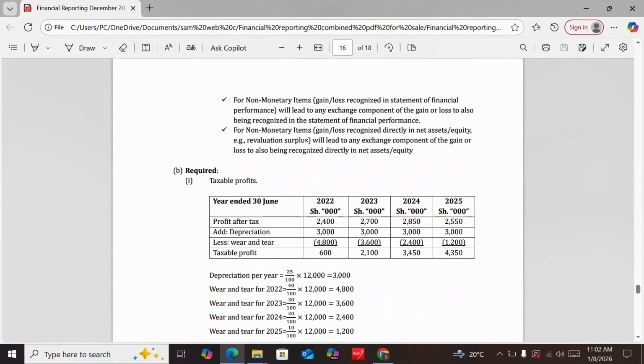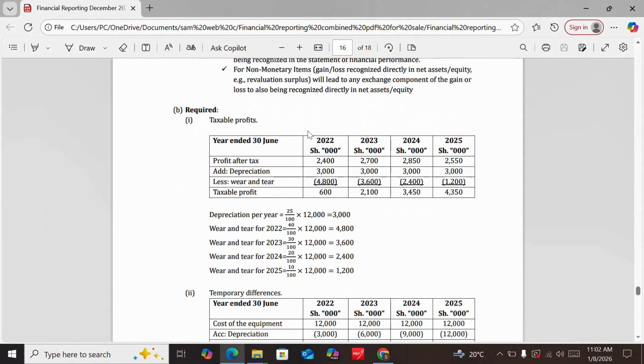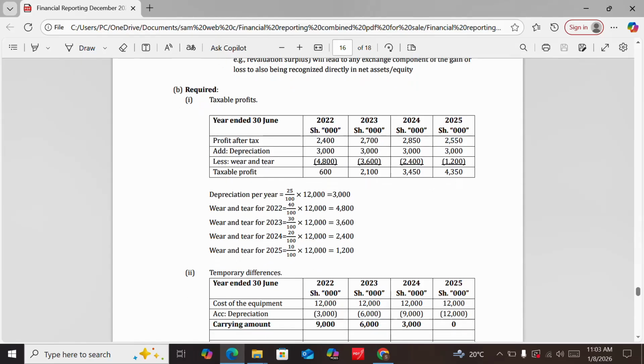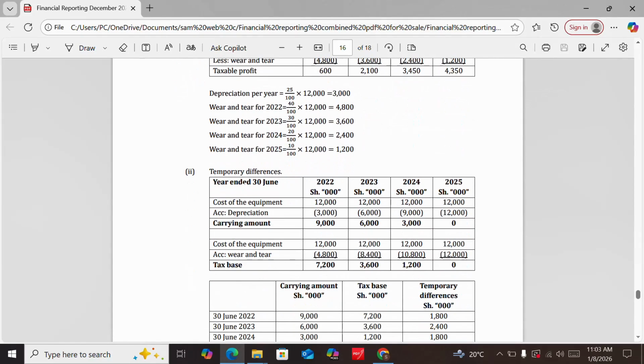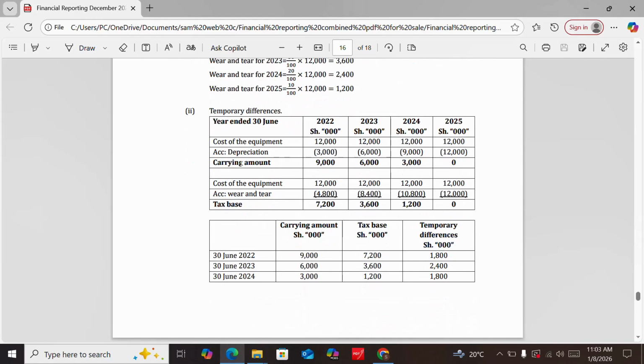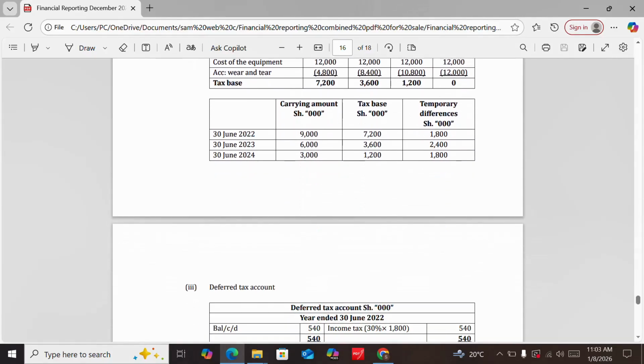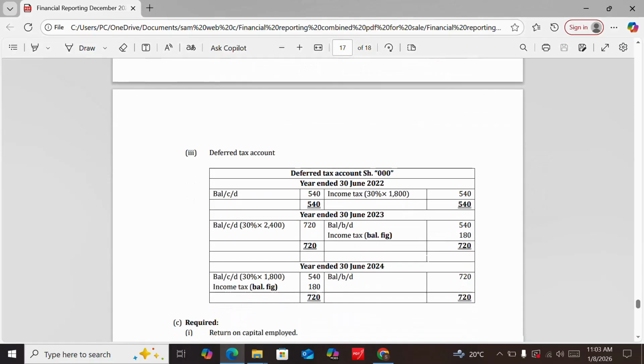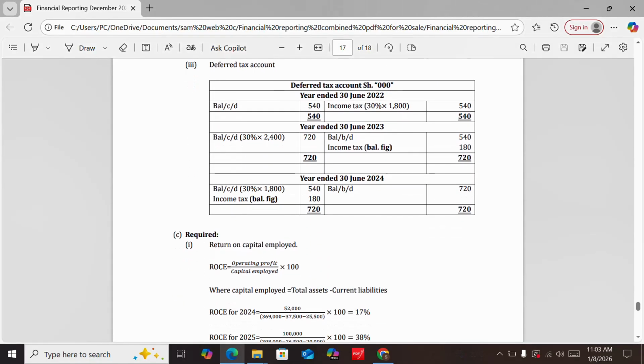Then part B, the taxable profits. Remember, usually add back the disallowable expenses such as the depreciation and erase the allowable expenses for tax purposes. Then we have the temporary differences. Remember, the temporary differences are the carrying amount and the tax base. And then we have the deferred tax account.